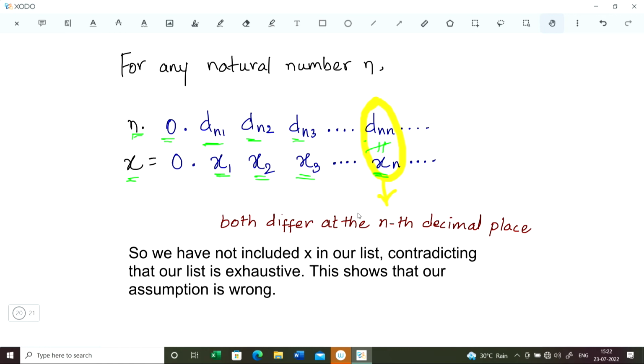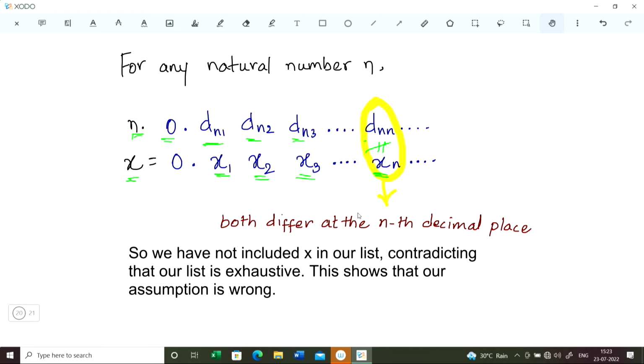So for any index n, I can see that the numbers disagree at the nth decimal place. So it turns out that this element is not anywhere in my list. And it doesn't matter whichever list I take, I can use the same strategy to come up with a decimal proper fraction which does not lie in the list, right?